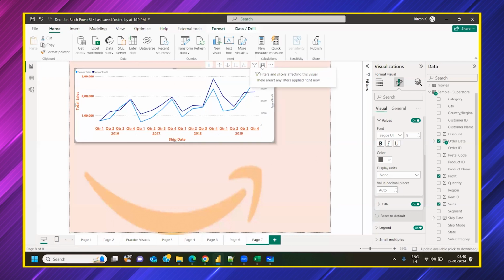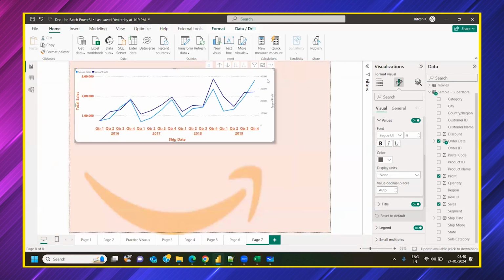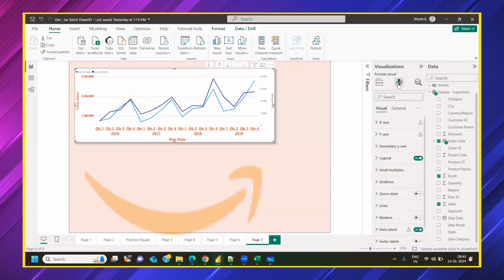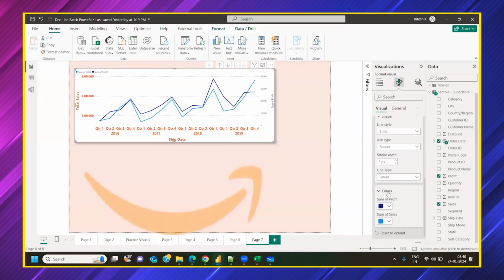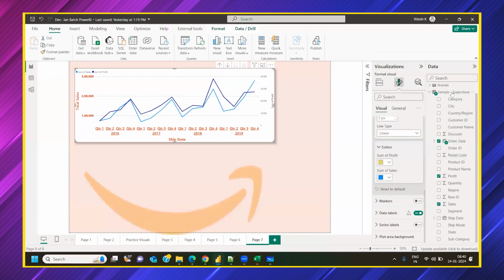Let me open the focus mode. Both the axes are not working like a similar condition. The blue line, the light blue line. Let me change the colors as well. Now, how do I change the color: click on that visual, go to format your visual. In the lines tab, open this, go to colors. Now I want sum of profit to be a different color. Let me take it a different color. Yellow shade. This is looking good.